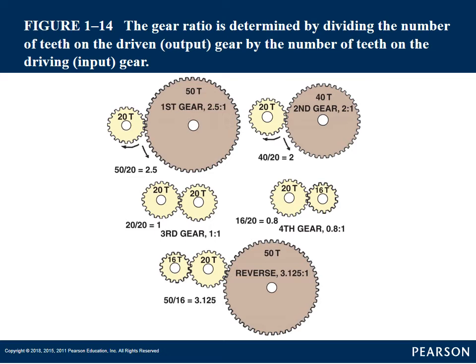As you can tell, we still take the 50 teeth of the driven gear divided by the 16 teeth of the drive gear, and that gives us our gear ratio. In this situation, we do not count that idler gear in how we figure our gear ratios.